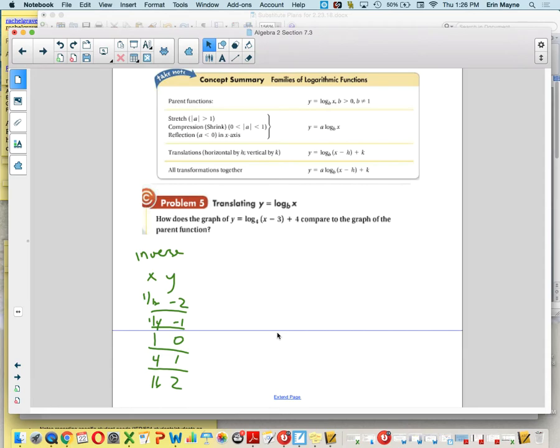Okay, did you repeat that table? Yeah? Okay, so now what I want you to think about is we are going to take this table and we're going to do to it what was said out loud. You should look at this and say, okay, this is shifting right 3 and up 4.